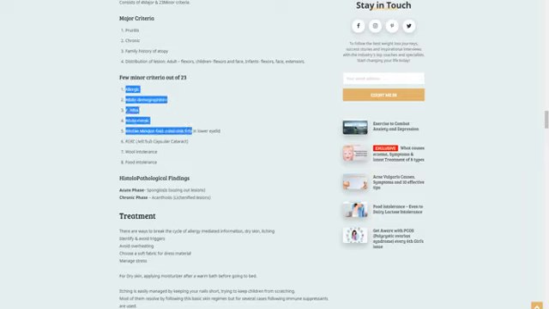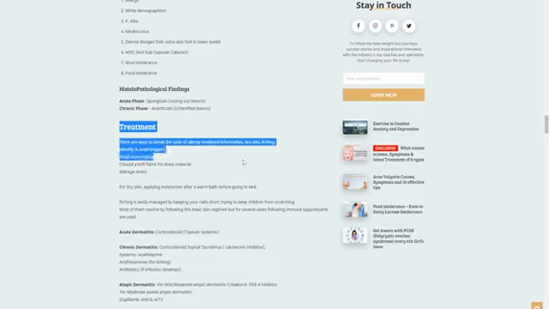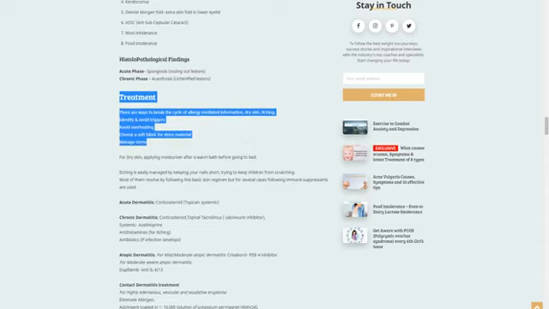Treatment: there are ways to break the cycle of allergy-mediated inflammation, dry skin, and itching. Identify and avoid triggers. Avoid overheating. Choose soft fabric for clothing. Manage stress. For dry skin, apply moisturizer after a warm bath before going to bed. Itching is easily managed by keeping your nails short and trying to keep children from scratching. Most cases resolve by following this basic skin regimen, but for several cases, immune suppressants are used.